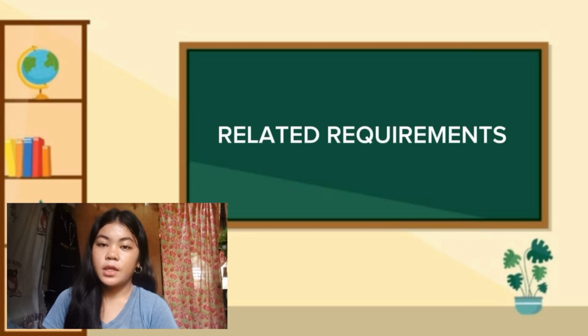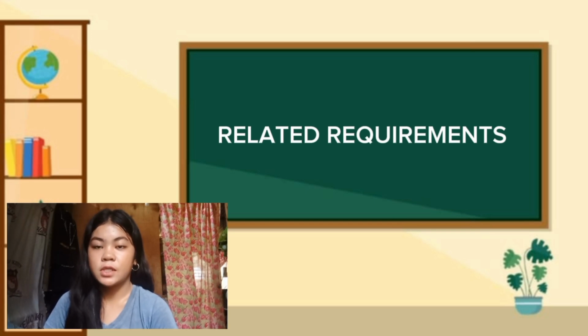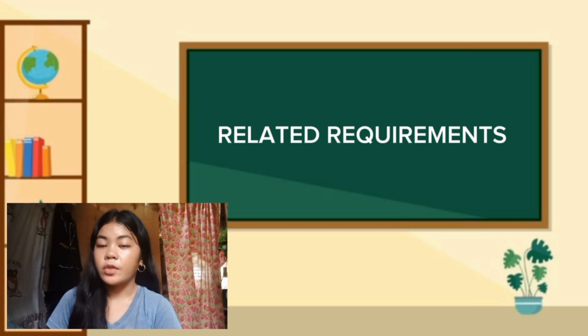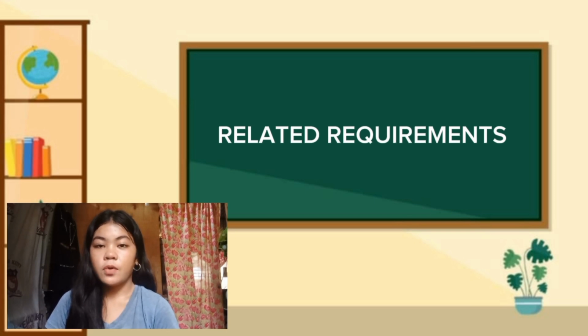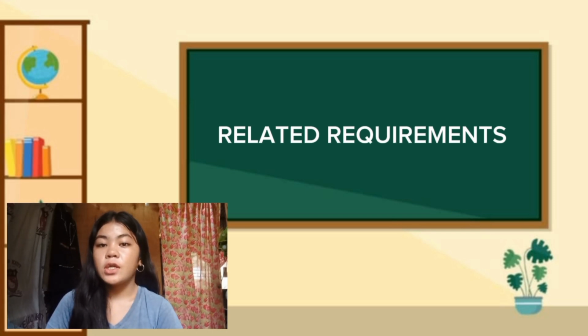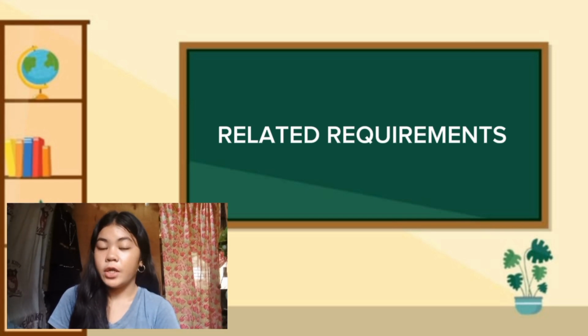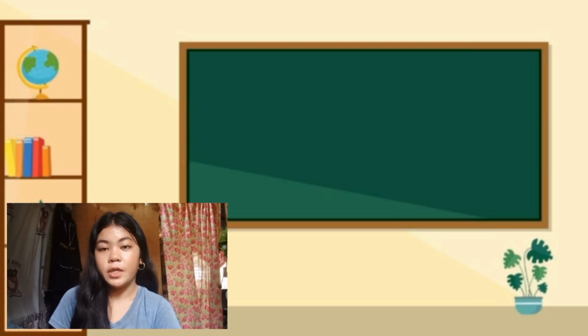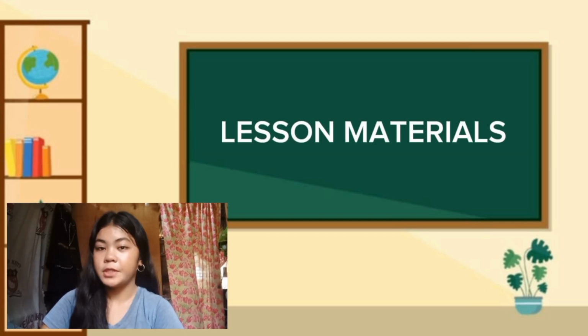The second one is the related requirements. This section connects the lesson to relevant standards, curriculum guidelines, or learning objectives. It ensures alignment with national, state, or school-specific expectations. This section helps teachers demonstrate how their lesson contributes to broader learning goals. The third one is the lesson materials.